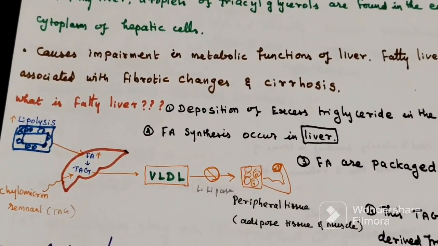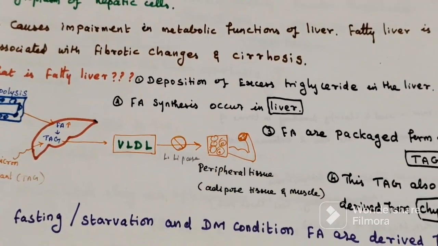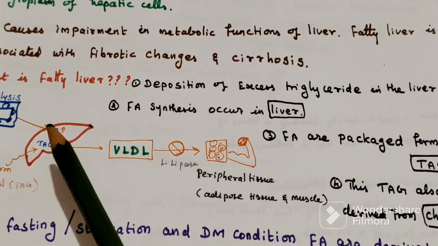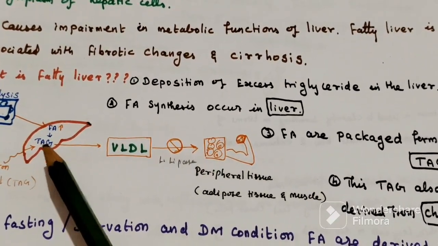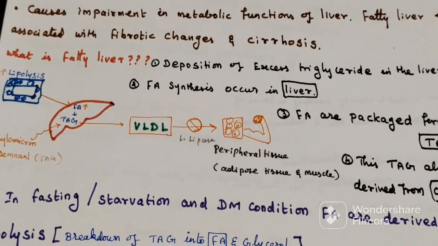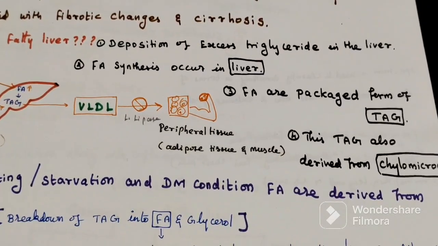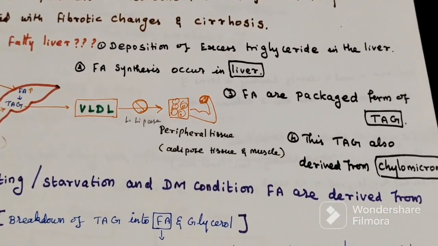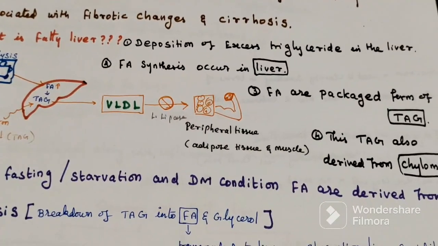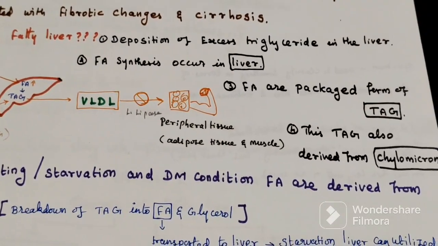Then what is fatty liver? It is the deposition of excess triglyceride in hepatocytes. So a high amount of triglyceride stored in the liver is called fatty liver. Fatty acid synthesis occurs in the liver. Fatty acids are packaged in the form of triglyceride, that is, lipogenesis also occurs in the liver. This triacylglycerol is also derived from chylomicron remnants.